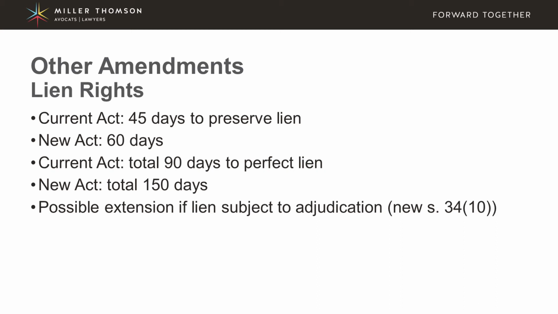The current act allows 90 days to perfect the lien or start a lawsuit. The new act will allow a total of 150 days, so 90 days after that first 60-day period expires. There is also the possibility of an extension of the lien period if the lien becomes the subject of adjudication. And this is a very significant amendment because currently there is no way under the Construction Lien Act to amend the time period. If you miss that 45-day period or that 90-day period to perfect, you are out of luck. This possible extension is a big change.